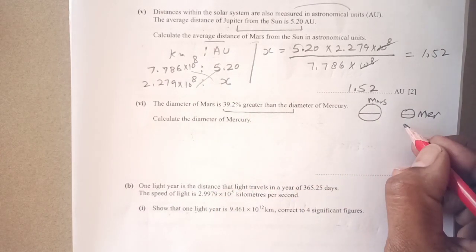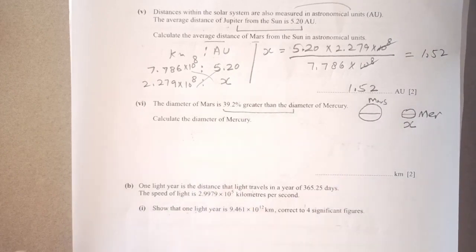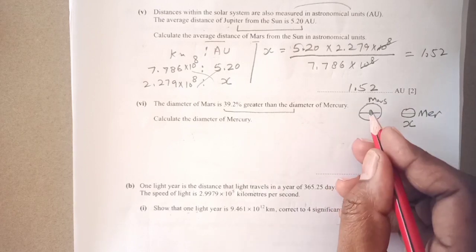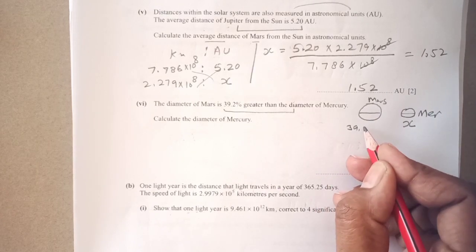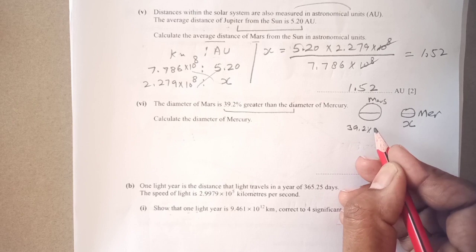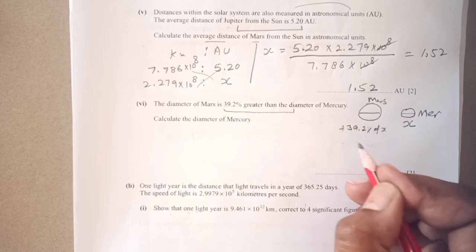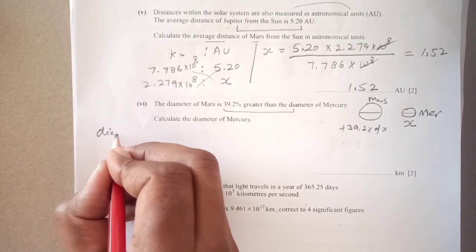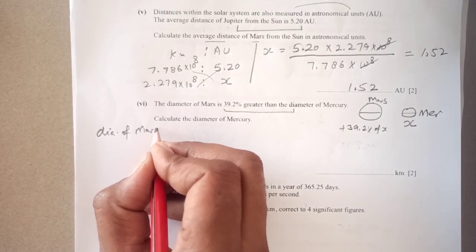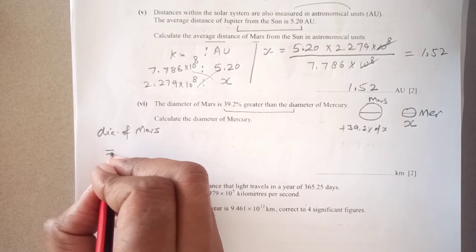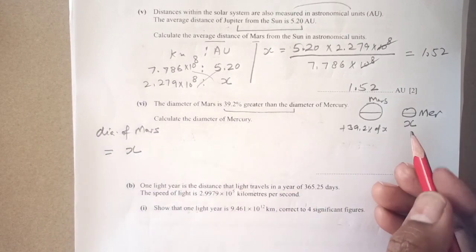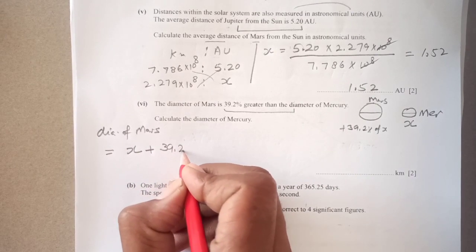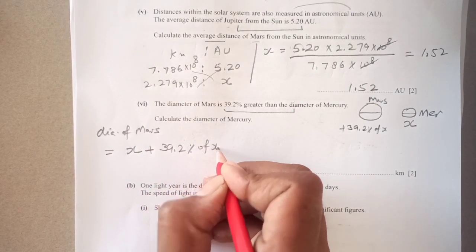So let's say the diameter of Mercury is x. Then the diameter of Mars is x plus 39.2% of x, which is greater than this, right? So the diameter of Mars is going to be x, the diameter of Mercury, plus 39.2% of x again, right?